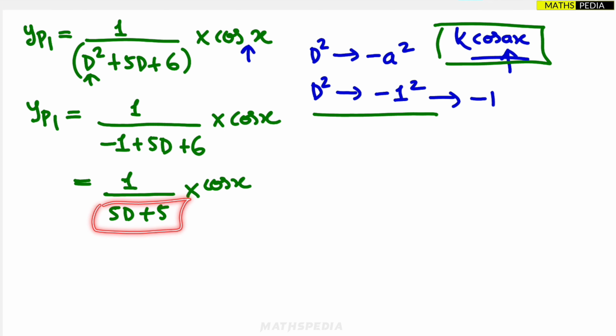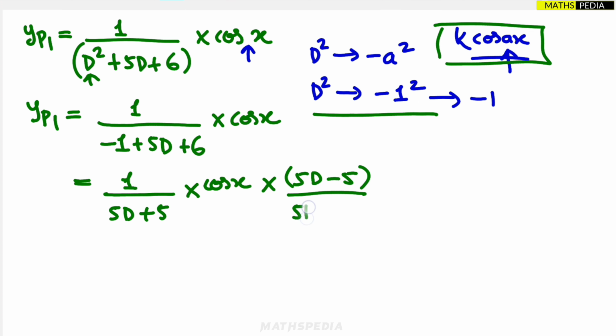Now here, since we have to eliminate the d value from the denominator, what we are going to do is multiply by 5d minus 5 and divide by 5d minus 5. Now what is the intention of doing this? The basic idea is that this and this are in the form of a plus b into a minus b, which is nothing but a square minus b square. When you do a square minus b square, it will become d square in the denominator. Again d square has the value minus 1, so that we can substitute in the denominator.